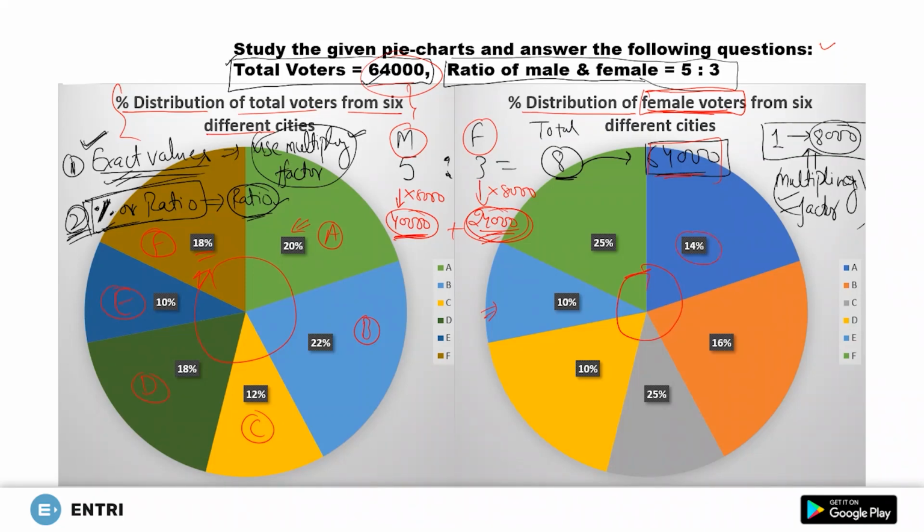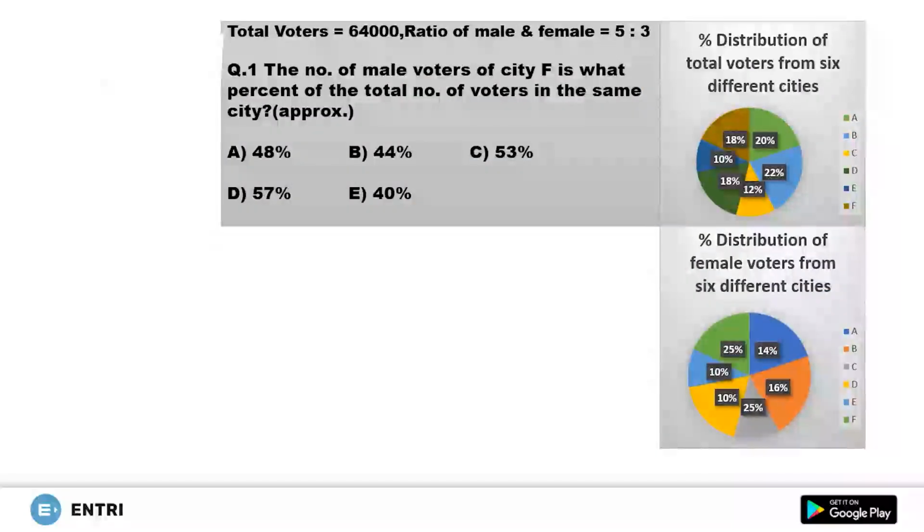Means 14% of this 24,000 will be here, 16% of this 24,000 will be here, 25% of this will be here, and 10% will be here, and this is A and this is F. I hope these pie charts are clear to you. Now we will move to the questions and solve them using all this information. Now move to the first question.